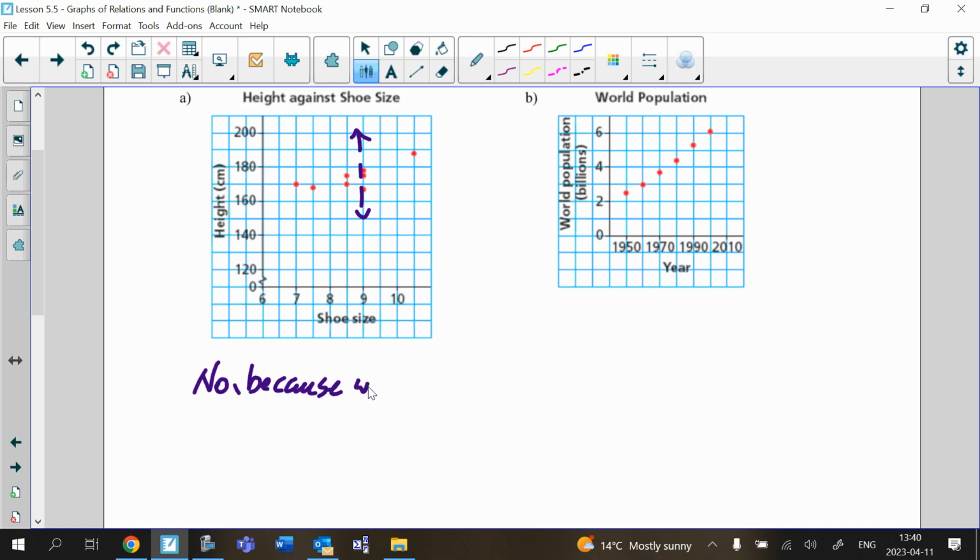How about the second one? Yes. And because we can't draw a vertical line.